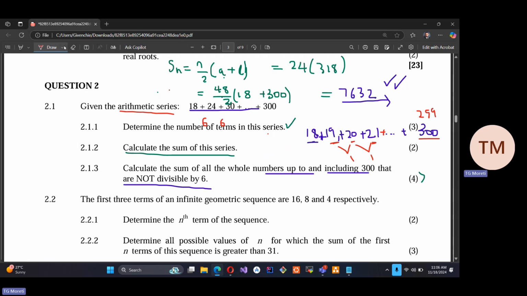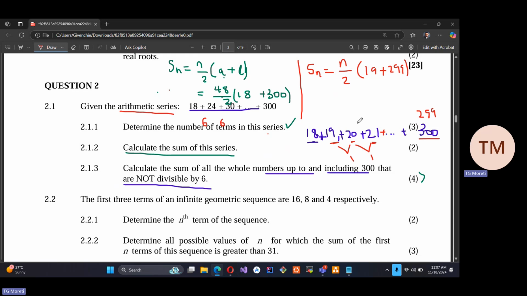Alright, so let's start. The next thing to do is we have the difference here. We know that our sum will be number of terms over 2, the first term is 19 plus last term is 299. And now we don't know our n. Remember, we cannot use the n that we calculated previously, which is 48, because we are not including 18 and 300 and other terms that are not divisible by 6.